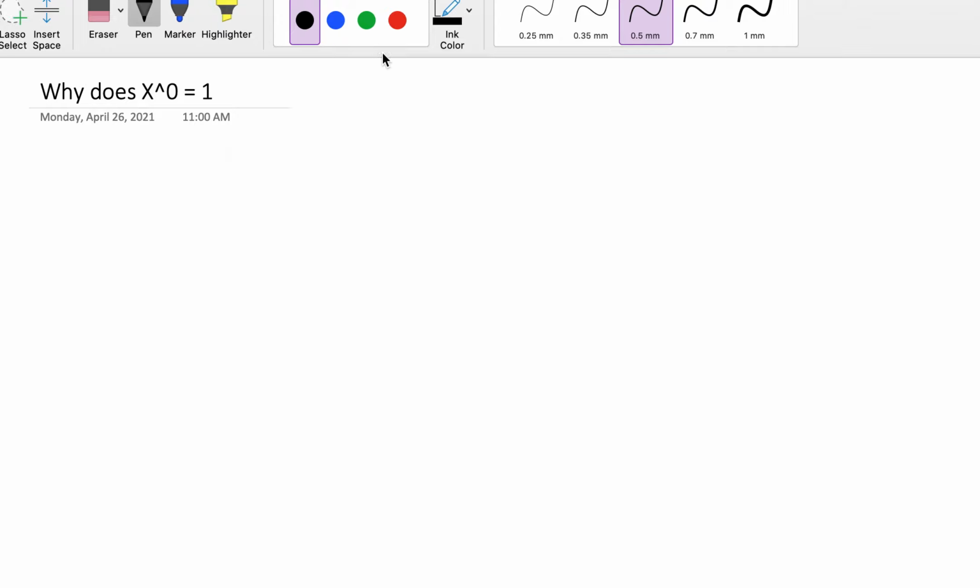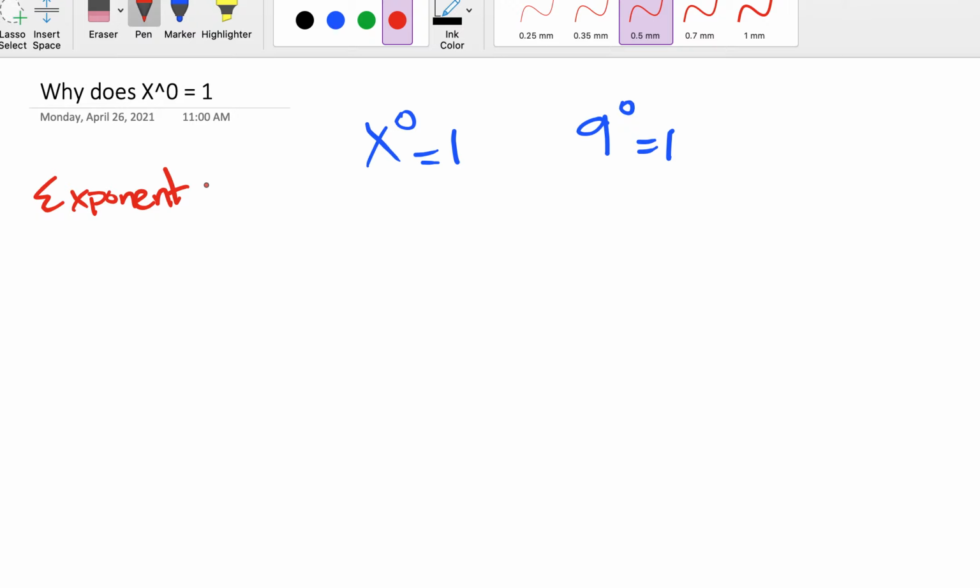Why does x to the 0 power equal 1? What is really happening here? Why is 9 to the 0 power equal to 1? We really want to look at and understand it through the lens of our exponent rules.